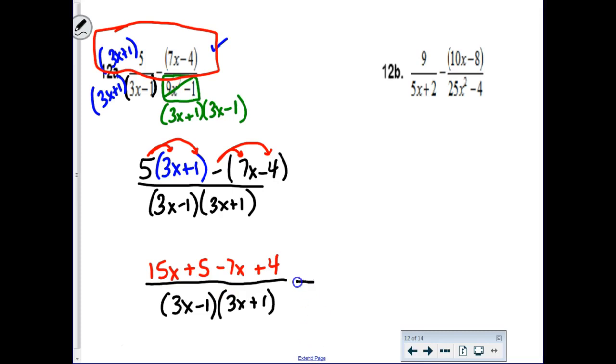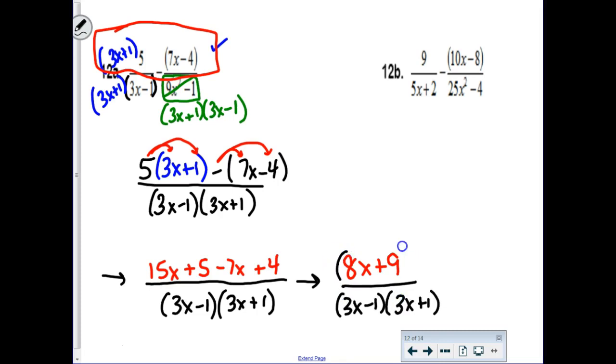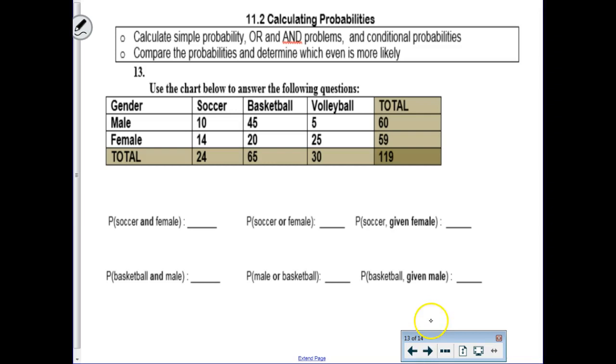Alright, almost home free here. I should be drawing some arrows here. What do we have? Let's see, that's 8x plus 9, which doesn't factor, so yay, over 3x minus 1 times 3x plus 1. Any order on those factors, order doesn't matter for multiplication. If you want to put parentheses around this, you can. The good news is we're done. So that would be one of the challenging questions on that section. That's really going to show me who understands how to get common denominators.